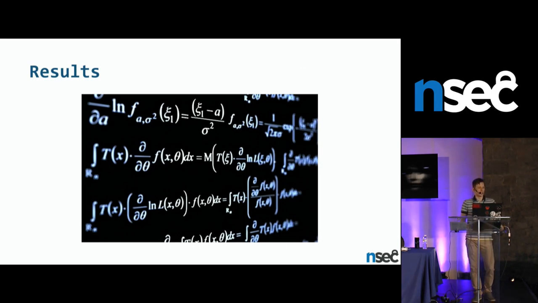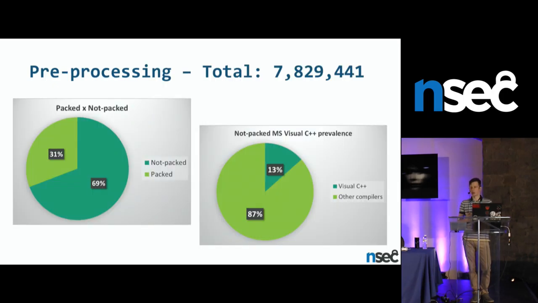Now let's go to the results we obtained by analysis of all the intermediate representations while running this on a cluster. I included a subset of the results. The complete version is available in the Black Hat talk and the Black Hat presentation. First we started with pre-processing of 7.8 million samples, and as it appears, only 31% of them were not packed. So this is the sample set we were using. Out of this 31%, 13% were using Microsoft Visual C++ as a compiler. I think that the most popular packer was UPX and its modifications.